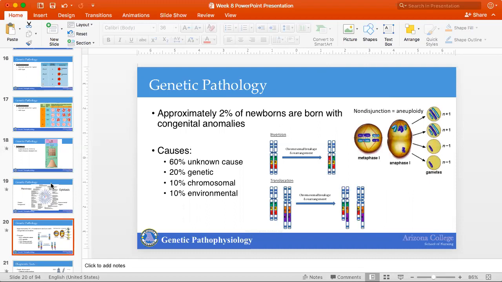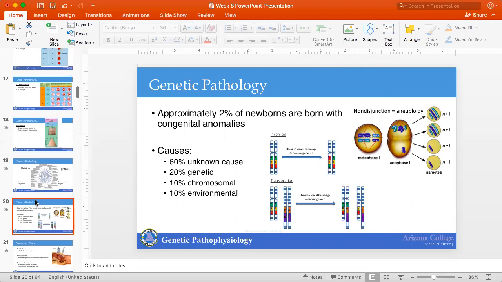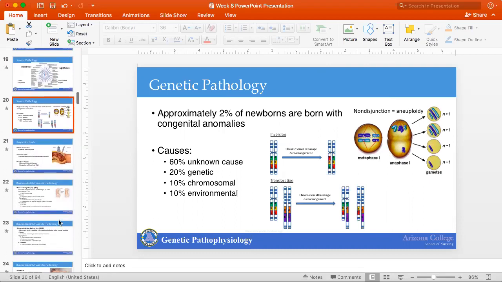Approximately 2% of newborns are born with congenital anomalies. 60% have an unknown cause for why these occur. 20% could be genetic, 10% chromosomal issues, and 10% could be environmental factors such as pollution and other things.